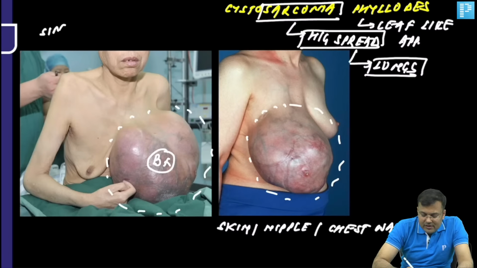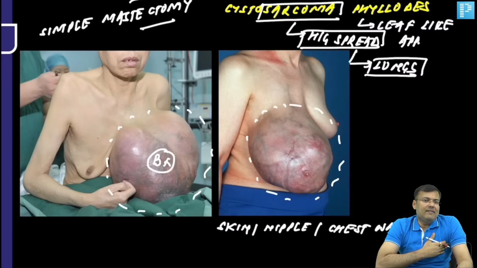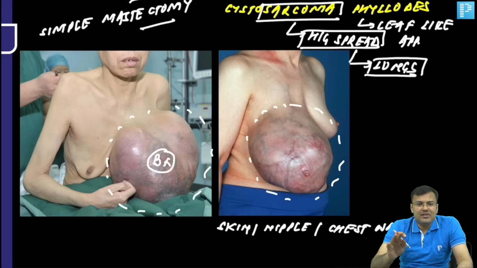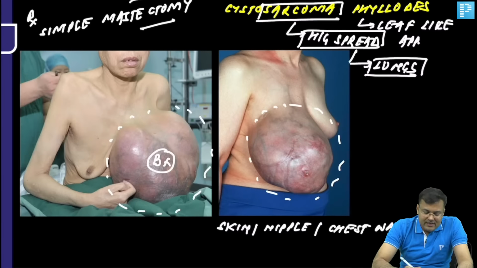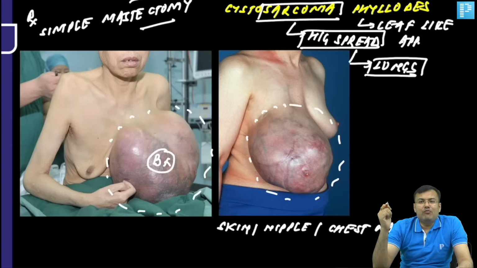Why is MRM not done? Guys, tell me. Only simple mastectomy is done. So, what is MRM? Modified radical mastectomy. It is simple mastectomy plus removal of level 1 and level 2 lymph nodes. There is no involvement of lymph nodes, that is why we are not going for MRM. So, what is sufficient here, guys? The sufficient treatment is simple mastectomy, because you know that in sarcomas there is no involvement of lymph nodes.